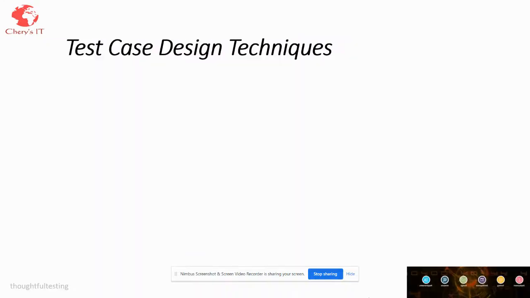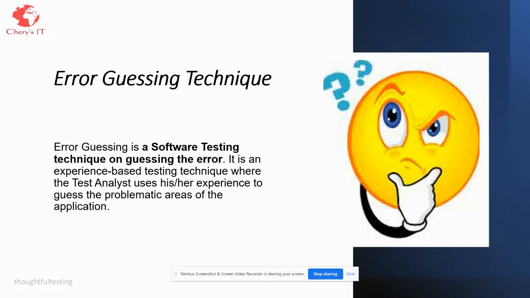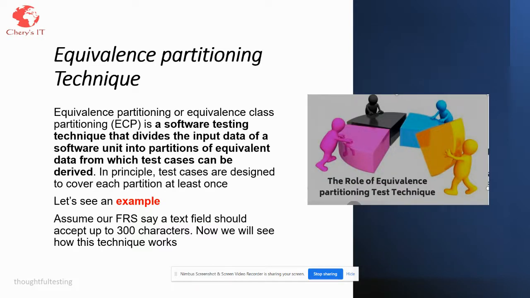Now, let's see what are those five test case techniques. Here are the five test case techniques listed: error guessing, equivalence partitioning, boundary value analysis, decision table, state transition. Let's get started with error guessing. Error guessing, by the name itself, is very simple to understand. It is nothing but identifying and/or guessing an issue-prone area, which actually comes from the tester's experience. So you can assume that this area or this functionality can be more issue-prone, so you can start guessing errors in that area.